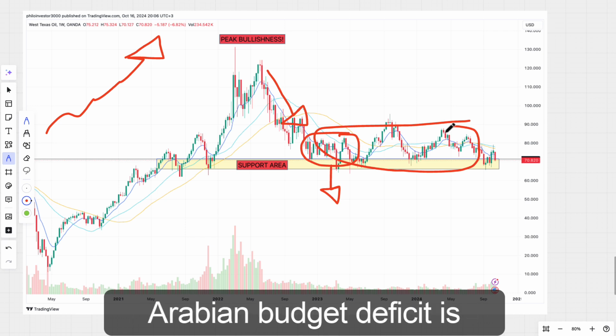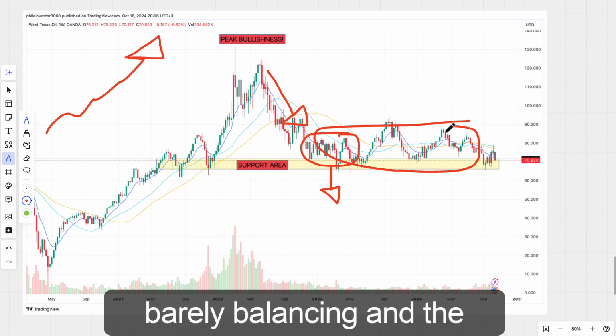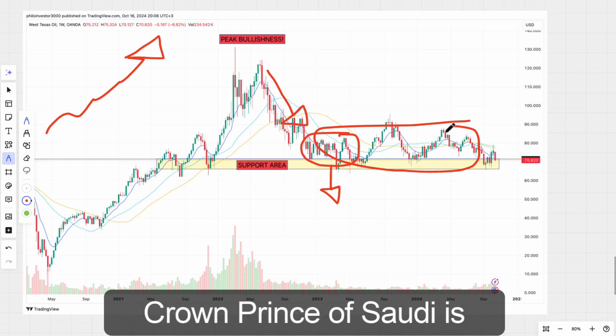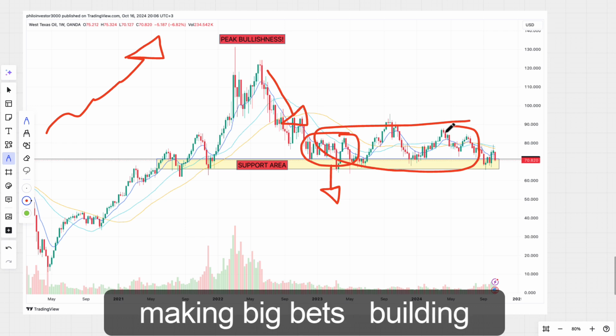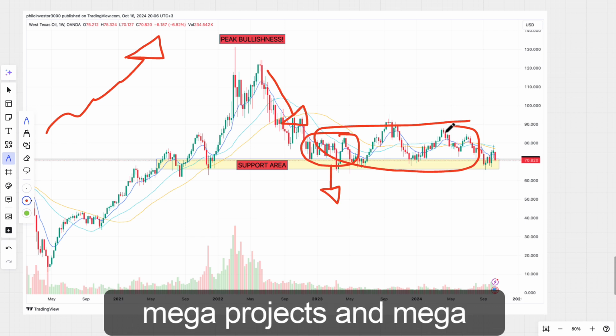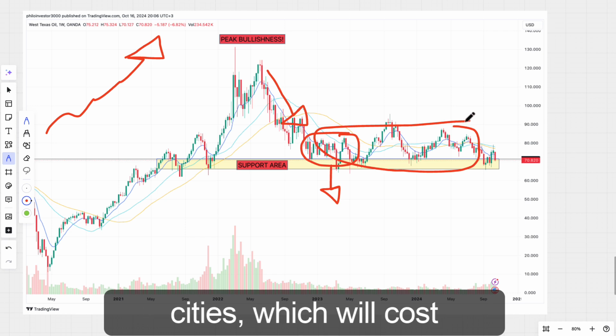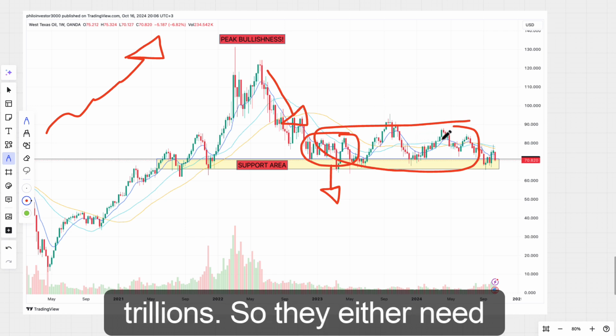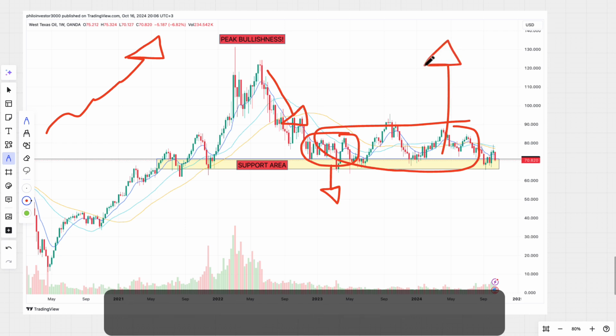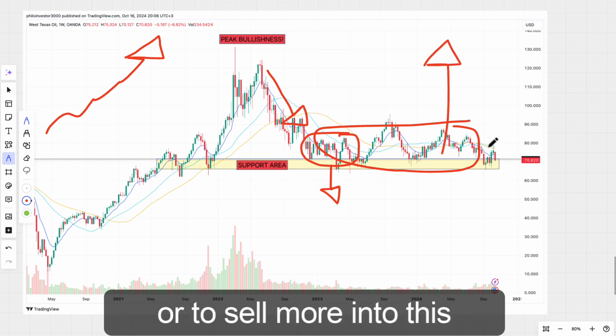The Saudi Arabian budget deficit is barely balancing, and the crown prince of Saudi is making big bets, changing the Saudi economy and building mega projects and mega cities, which will cost trillions. So they either need a higher oil price or to sell more into this price.